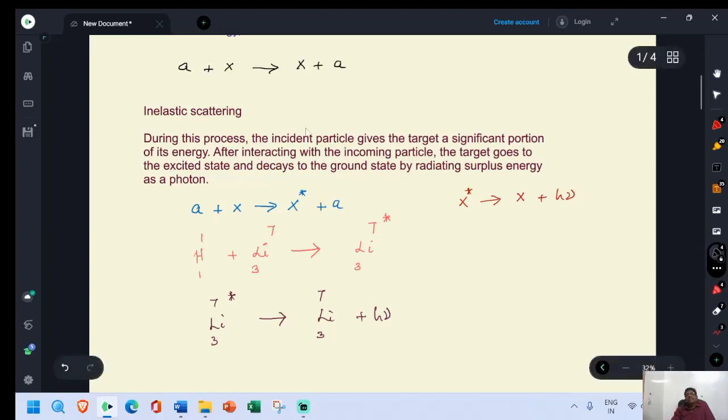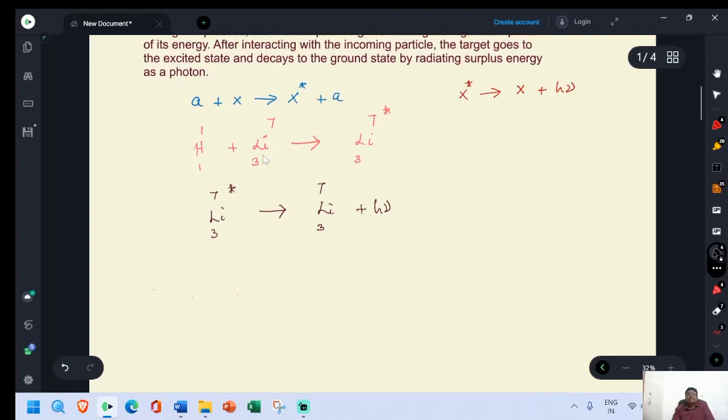During this process, the incident particle gives the target a significant portion of its energy. After interacting with the incoming particle, the target goes to the excited state and decays to the ground state by radiating surplus energy as a photon. X is the target, A the incoming particle. After the interaction process, X reaches its excited state, represented by X star. Then the incident particle A comes out of the system with lesser energy. Then X star reaches its ground state by emitting a photon of energy h nu.